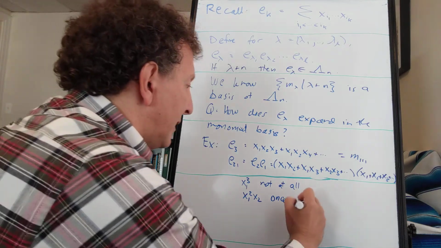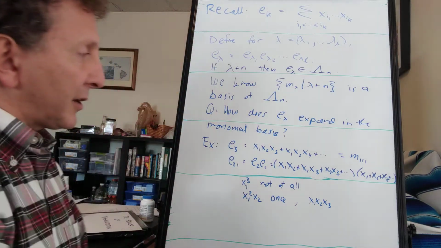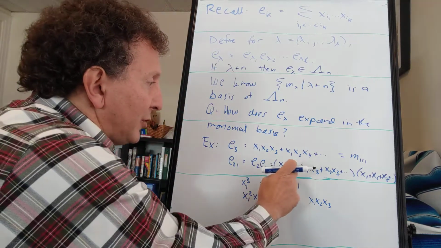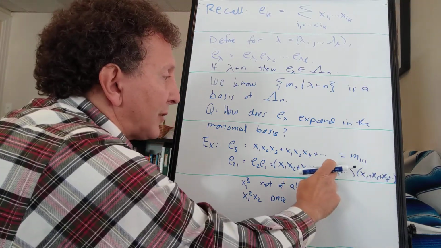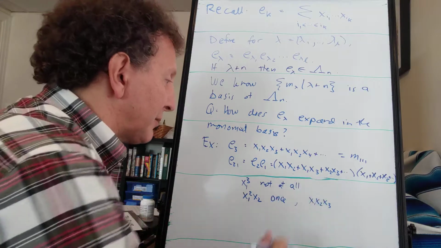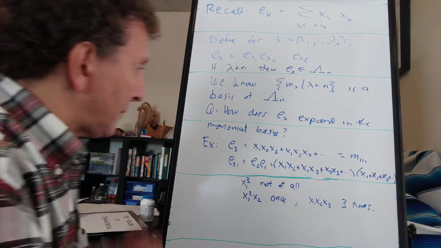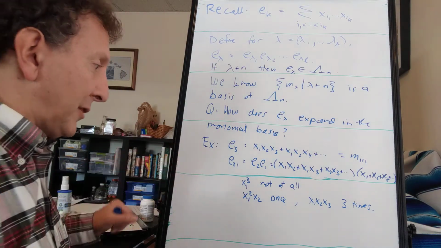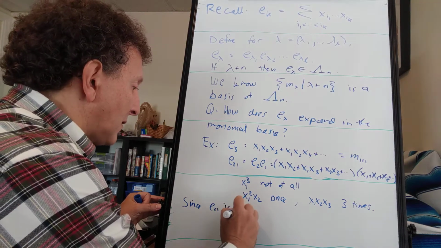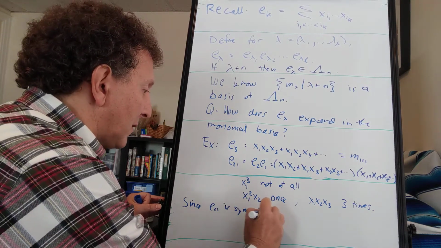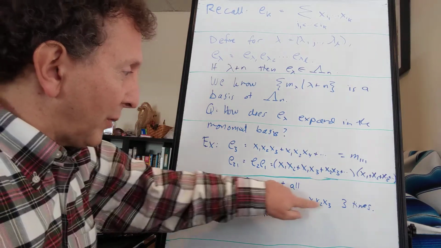And then x1x2x3 is going to come up when we have x1x2 here and an x3 there, or x1x3 here and x2 there, or x2x3 here and x1 there. That one's going to come up 3 times. Now, since this is definitely symmetric, it's okay that we just looked at the monomials x1 squared x2 and x1x2x3.